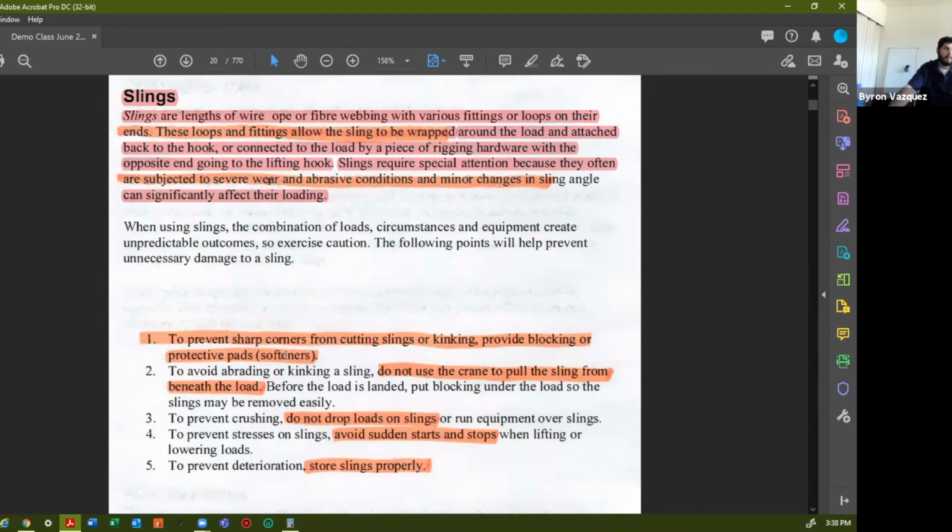So we're going to be learning about all of this stuff. Right now, I just want to get you familiar with the terminology, but we will cover sling angles. We're going to cover kinking, blocking, and softeners, all of which is included in this slide.